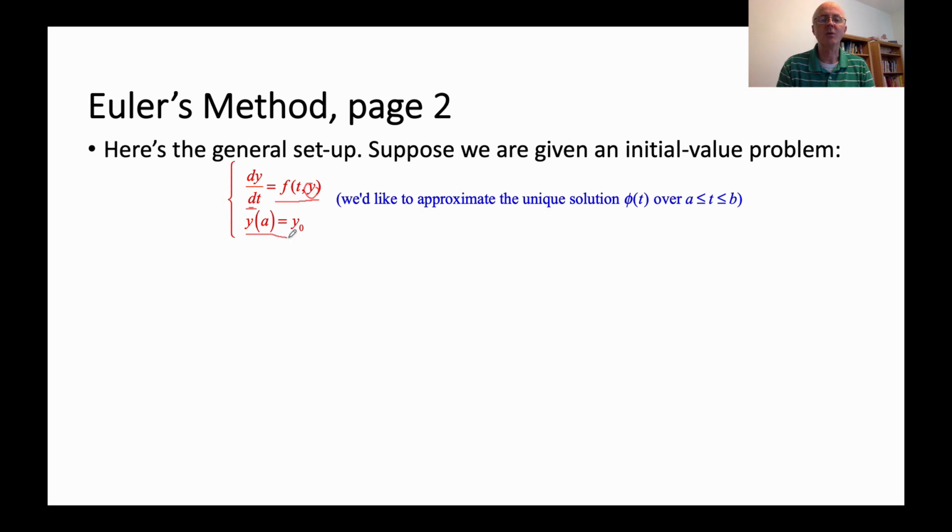And we have an initial condition, y of a equals y sub 0. Usually a is 0 here, but we want to allow for a general initial value of t. We'll still call this an initial value problem, even though a might not be 0. Again, our goal is to approximate the unique solution. If there is a unique solution, you might wonder, is there a unique solution? That's a question for the next lecture. Phi of t over some interval from a to b. That's the overall setup and goal.